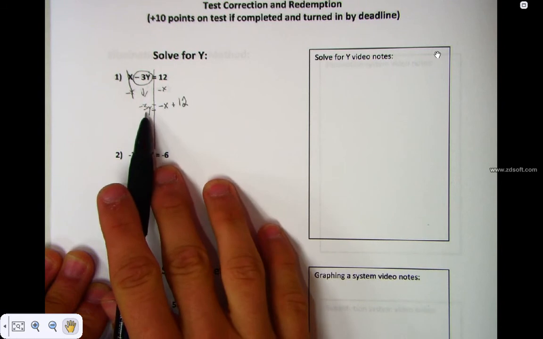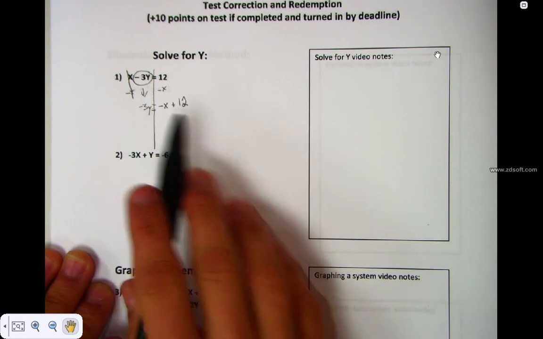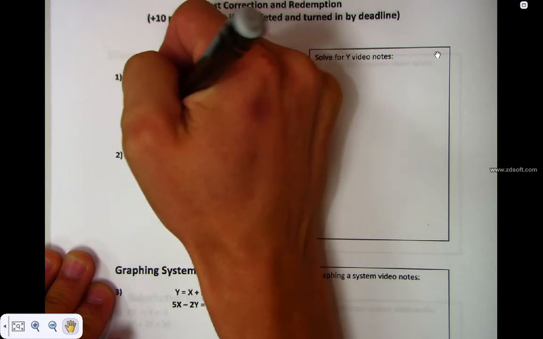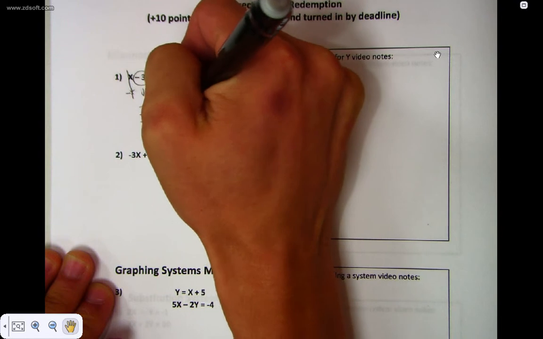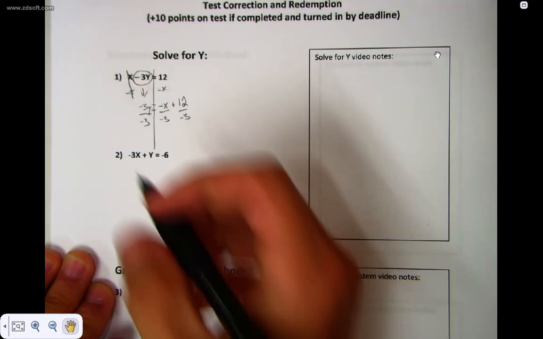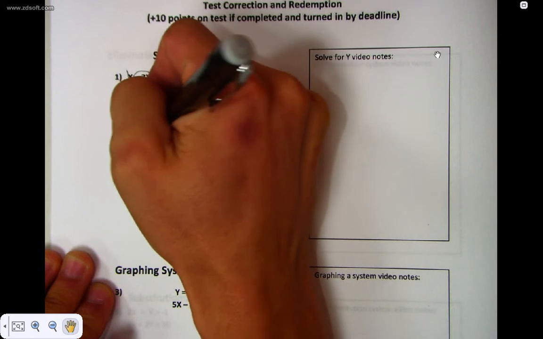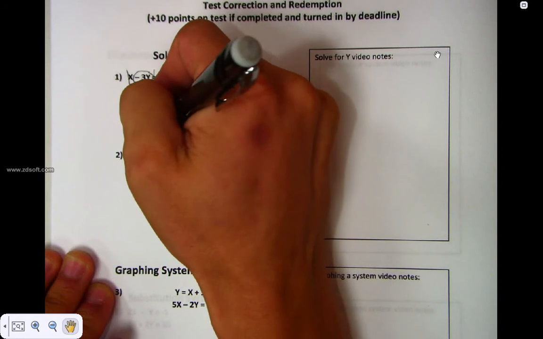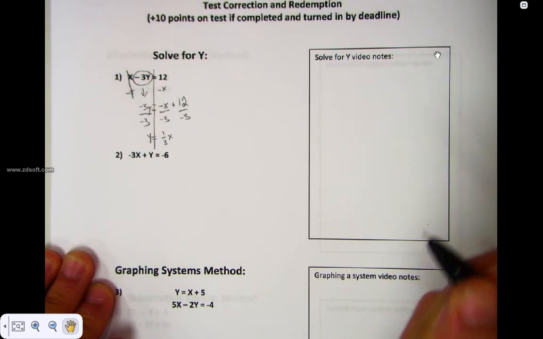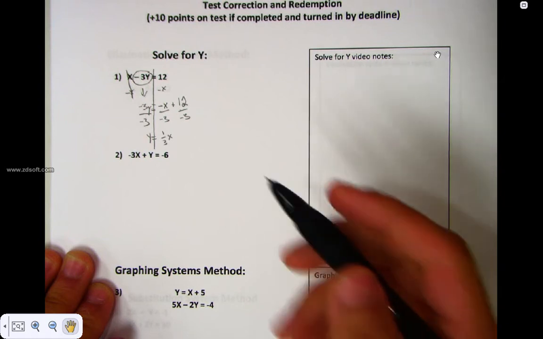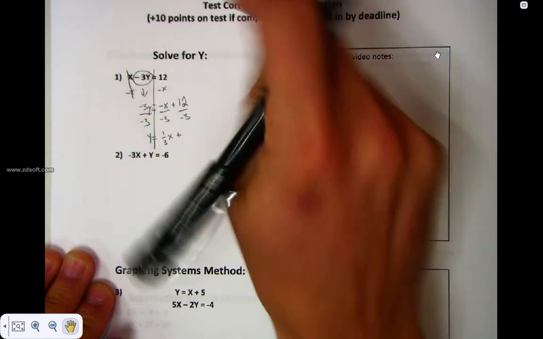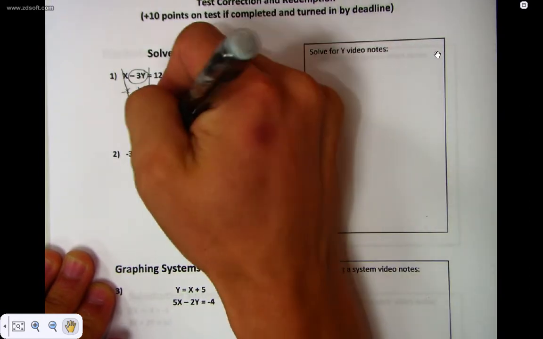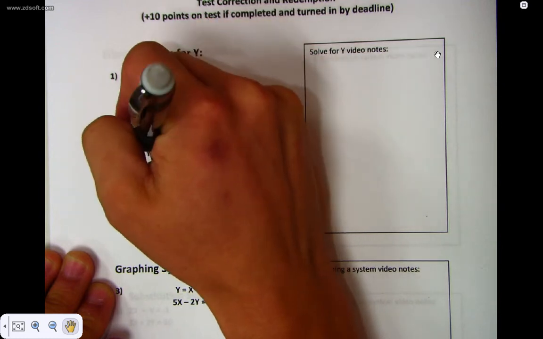So now I have a negative 3 being multiplied by y, so I'm going to divide by negative 3. Again, the reason I'm dividing by negative 3 is so I'll have a positive y left over, because a negative divided by a negative is a positive. So I want a positive 1y, and that's what negative 3 divided by negative 3 is. It's positive 1. Then I'm going to have a 1/3 x, or x divided by 3, it's the same thing. And then I'm going to have a negative 4. Positive 12 divided by negative 3 is negative 4. And there you have it. I've solved for y.